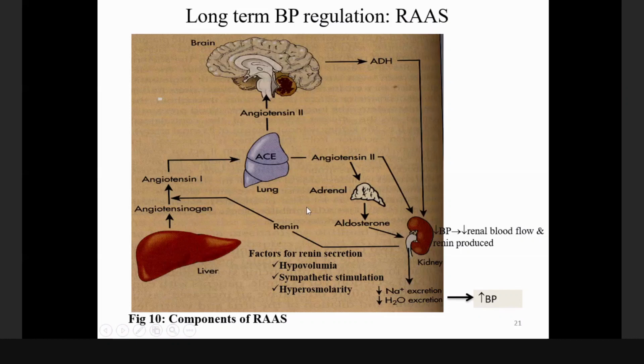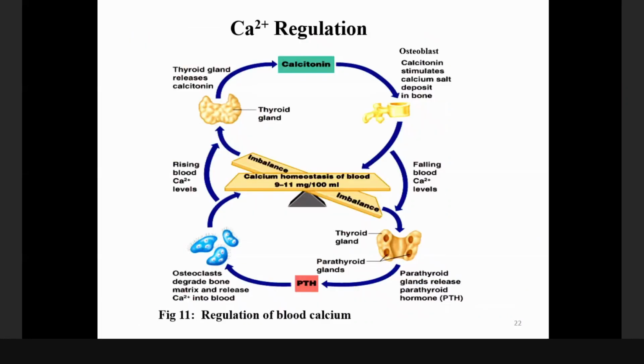Angiotensin 2 also acts on the kidney, so that excretion of sodium and excretion of water get less, so that your blood volume is increased and your blood pressure is increased or returned back to normal. And this is called the RAS system. Okay, and it takes a few days, so it's called long-term blood pressure regulation, unlike the short term, which needs only a fraction of time.